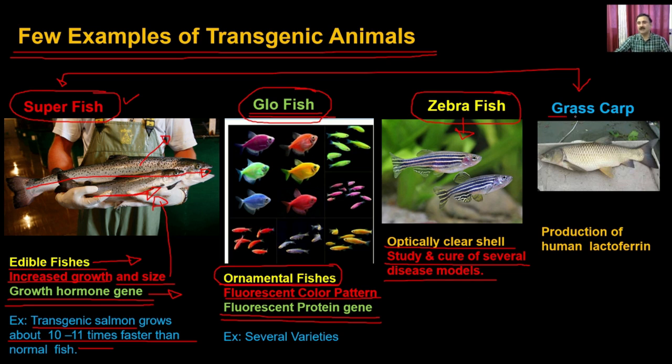And then you have the grass carp. Grass carp is used to produce human proteins. For example, you can have the production of human lactoferrin. Lactoferrin is an important protein required by humans, and you can make it simply by having a transgenic fish, where you can get lactoferrin in large quantities. So these are the different types of fishes you can develop with the help of transgenesis.